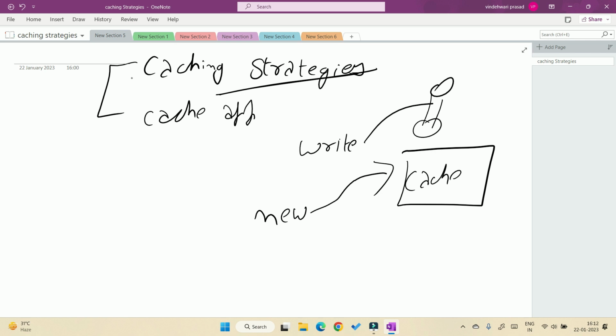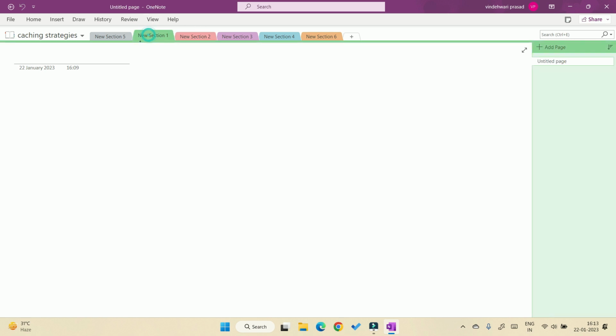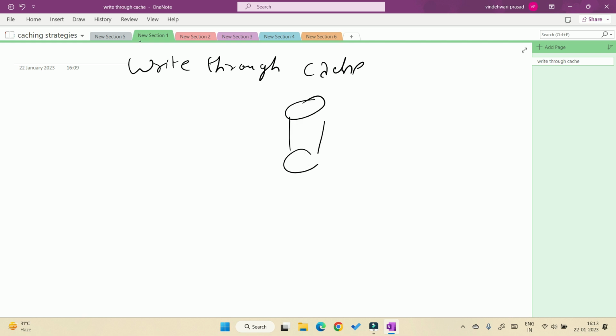So you have to write in the cache also. So how do you write in the cache and database? There are three different ways to do this. Let us discuss them. The first way is called write through cache.